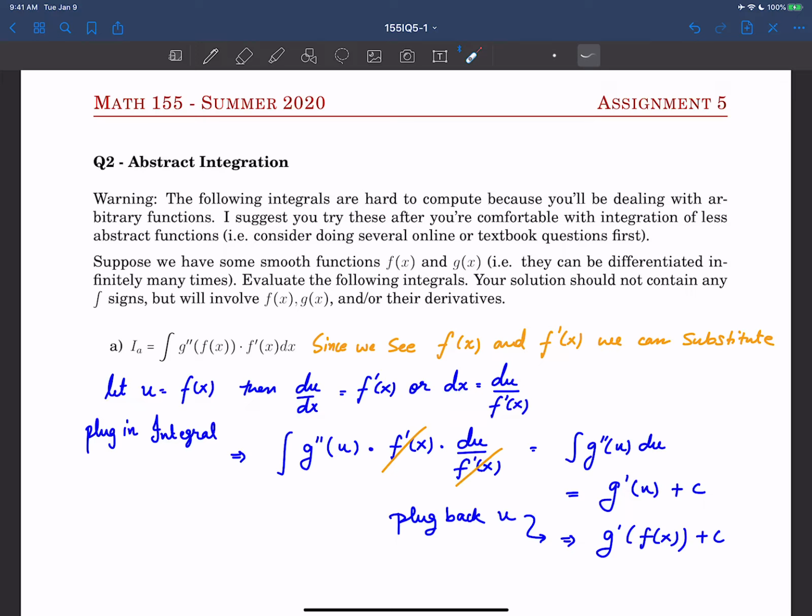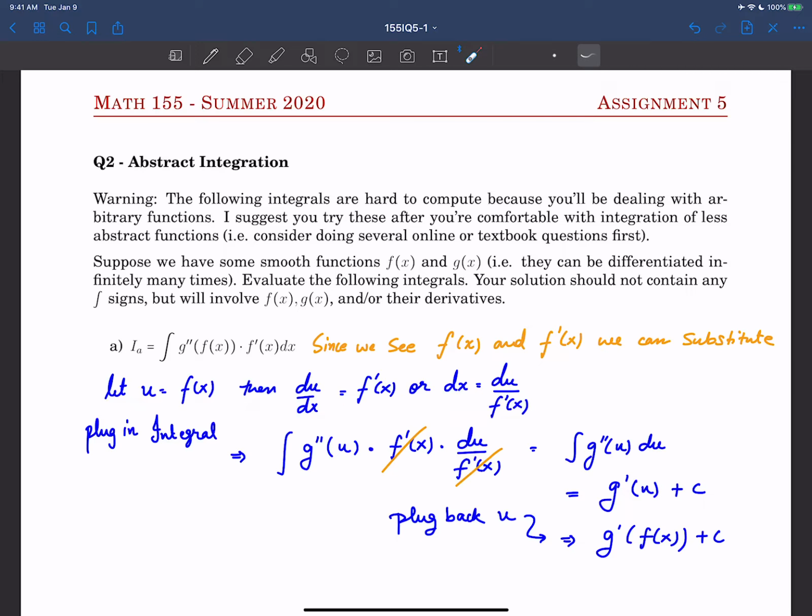And then all you got to do, once you're done with the substitution, is this: because the question did not start with u, it started off in terms of x, your final answer should also be in terms of x. So whatever you chose as u, you got to plug it back in. I chose u to be f of x, so the final answer is g prime of f of x plus c. And that's how you do the first one.